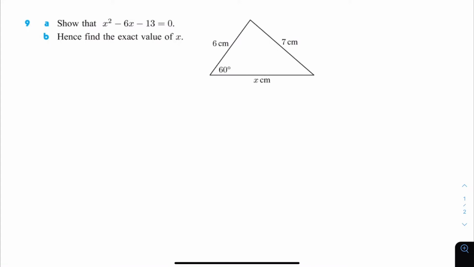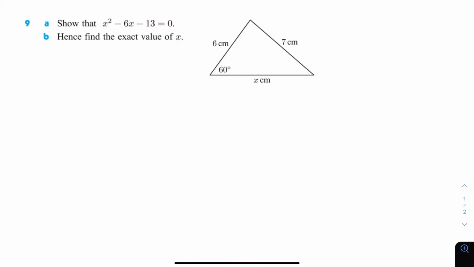However, typically the angle is in between the two known sides. In this case, it's in between one of the known sides and the other unknown side, which in this case is x. So what we have to do is write out the cosine rule with this side as the subject, because that's opposite the angle. But we can rearrange to find the unknown, which is x.